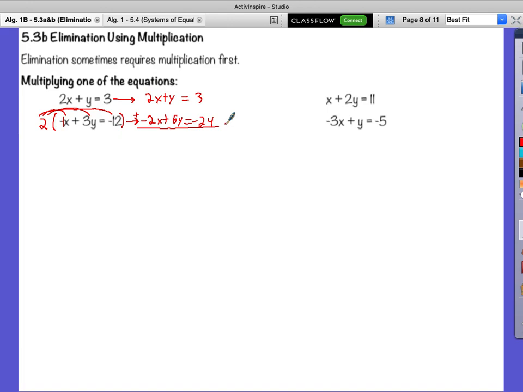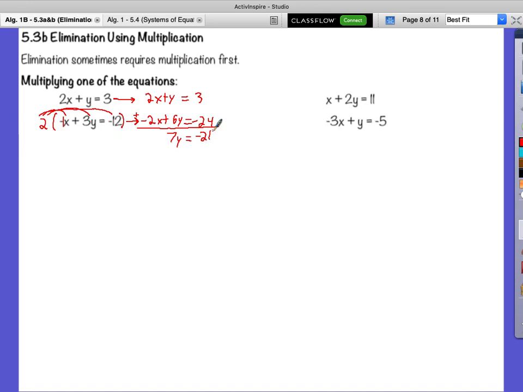So what's 2x plus negative 2x? 0. So I don't have to write it, do I? 0x, no, I don't have to write it. What's y plus 6y? 7y. Very good, Kevin. Equals stays equals. What's 3 plus negative 24? Negative 21. So now we have 7y equals negative 21.